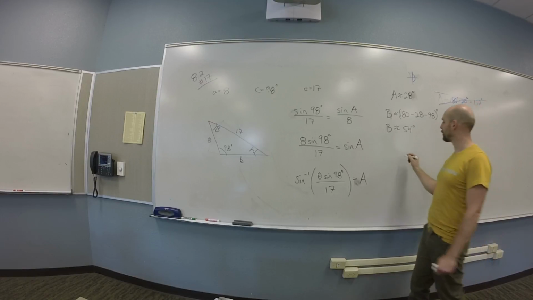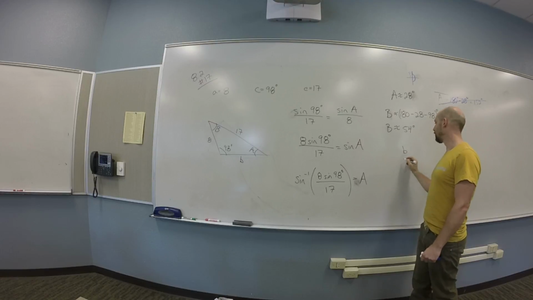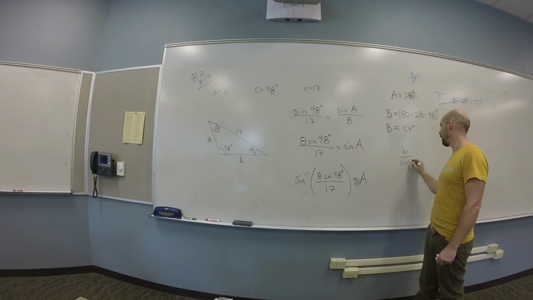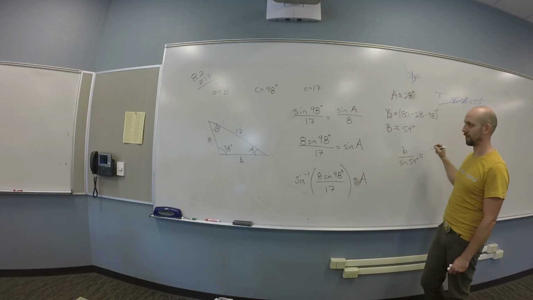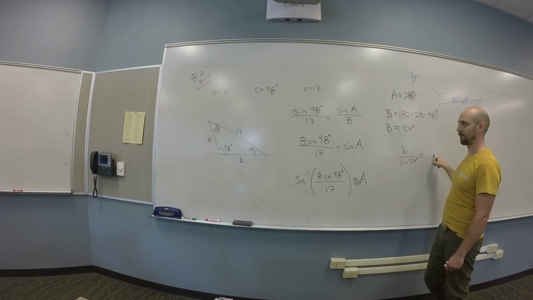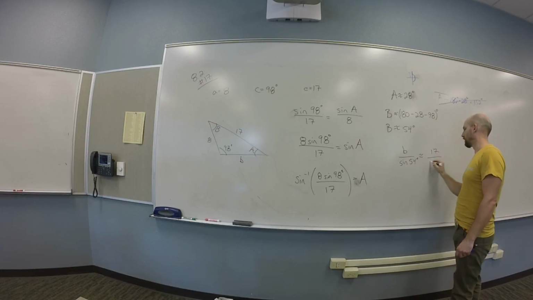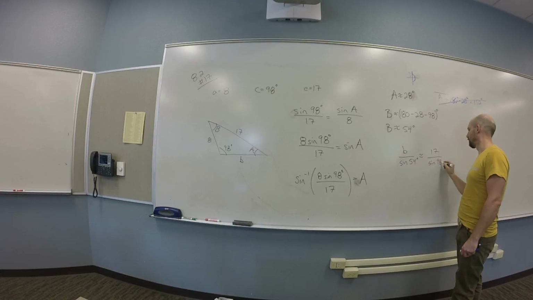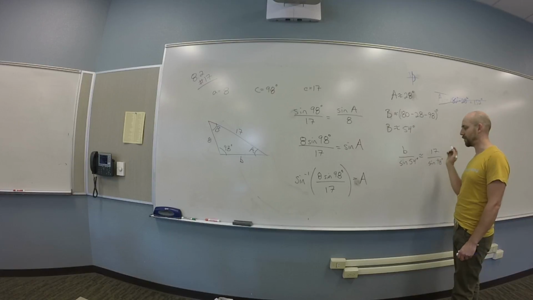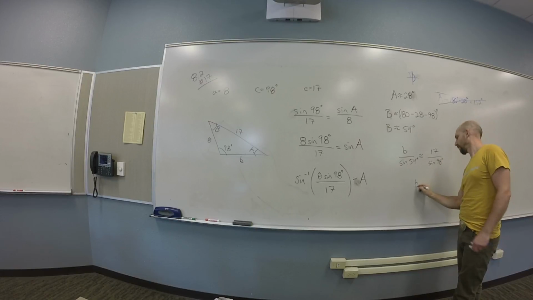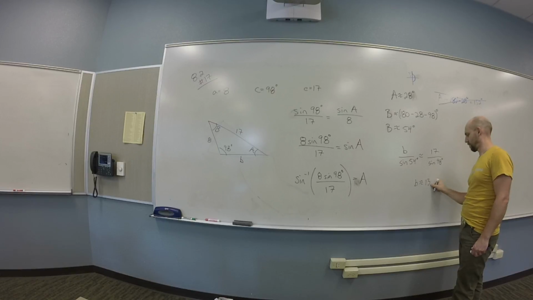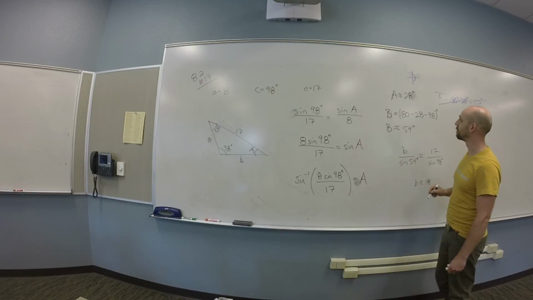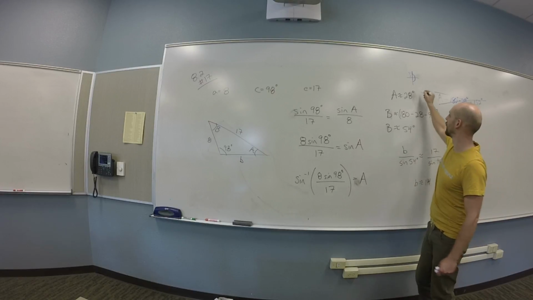What I would suggest to find b is b over the sine of 54 degrees is approximately 17 over the sine of 98. It's just straight across. So approximately b is whatever it is. Yeah, 13.93. Probably like 14. Okay, so I would say my triangle has these bits.